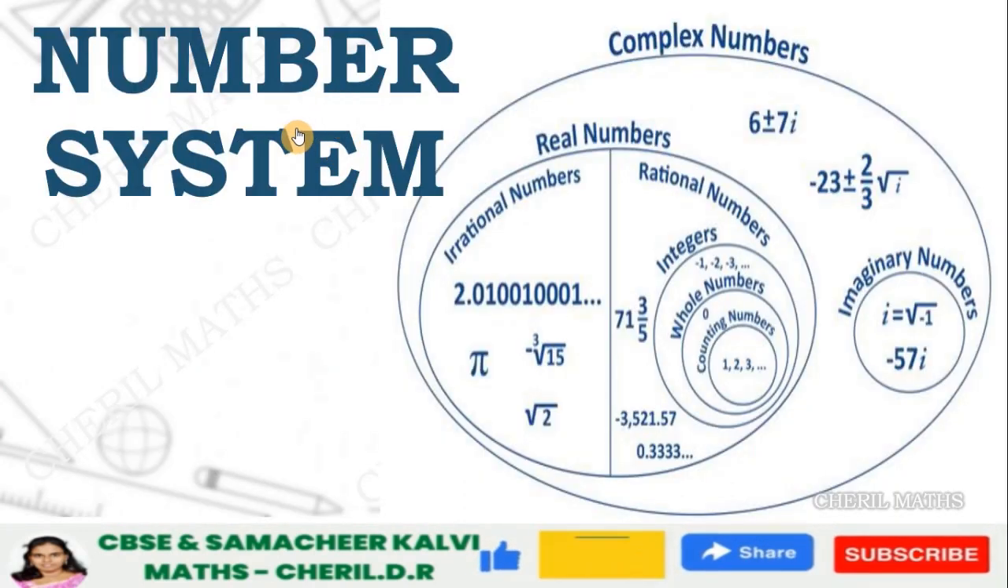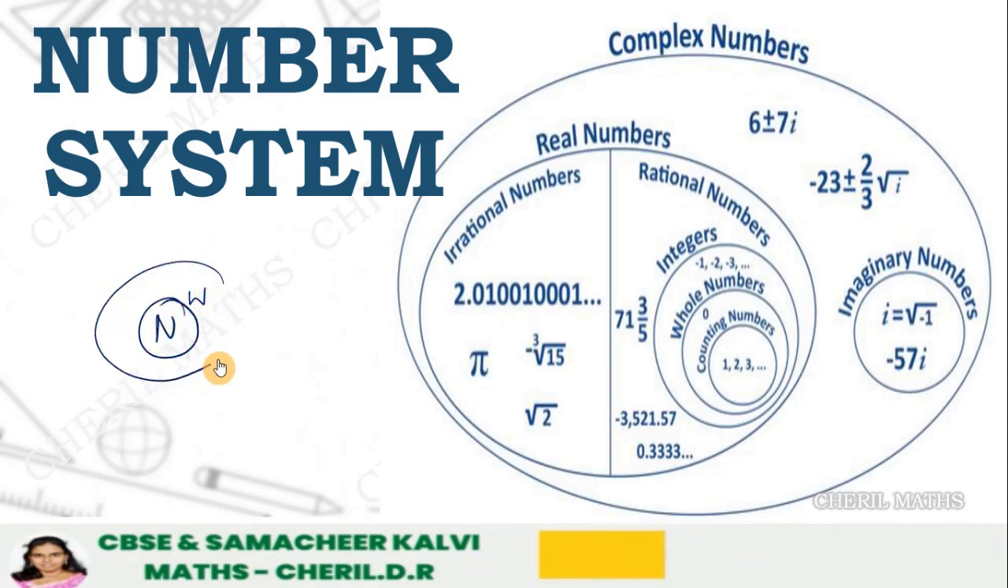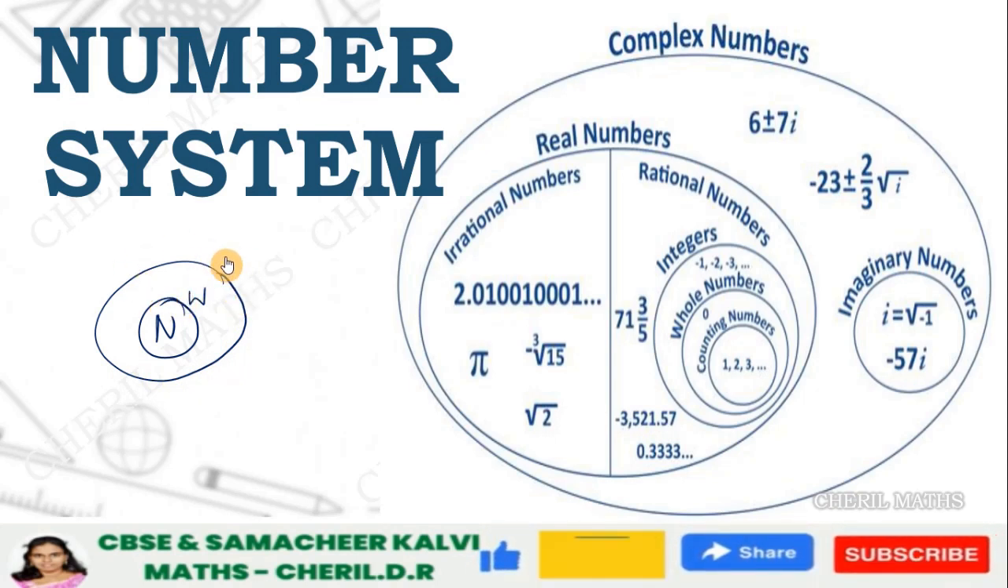Now before we get into complex numbers, we'll do a quick recap of the number system which we learned in class 9 and 10. So what did we learn about the number system? We saw that first we had the natural numbers and then we had the whole numbers, and together with the negatives we call them integers.